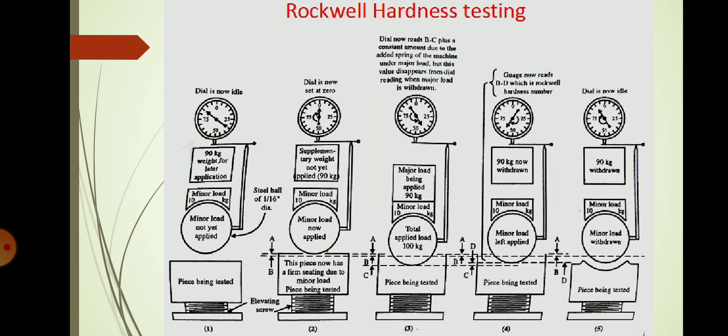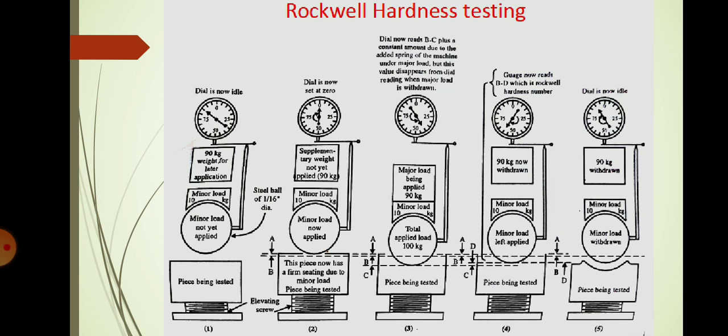At the initial stage the pointer is not indicating exactly zero in the first step. In the second step, whenever we apply the minor load, exactly zero will be matched, and the dial indicator will show exactly zero reading. In the third step, whenever you apply the major load, the depth goes from B point to C point, the dotted line. So A to B depth has gone due to minor load, and B to C depth of the indenter has gone inside the specimen due to major load.